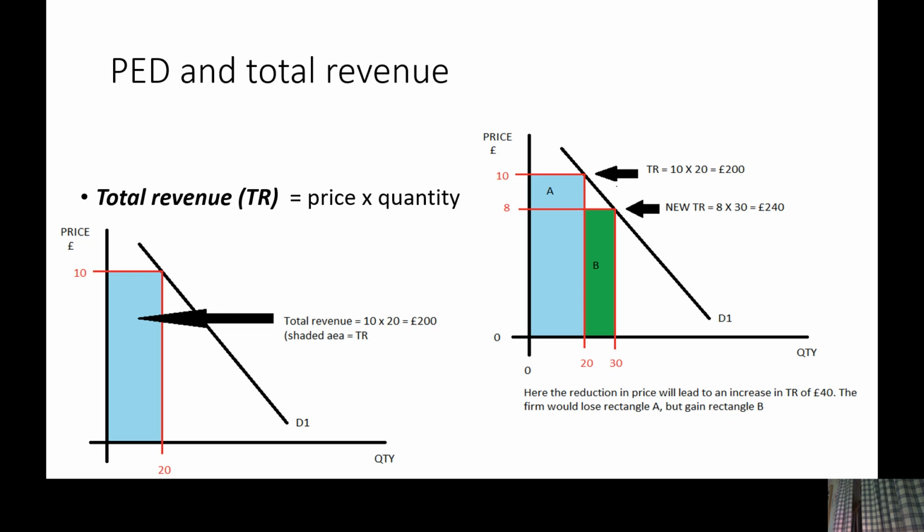Clearly, if you were to raise the price from £8 to £10, this time you would lose Area B and you would gain Area A. Now what you might argue for this firm is if they're wanting to increase their revenue, then lowering the price to £8 would be the best strategy, because revenue would increase that way.